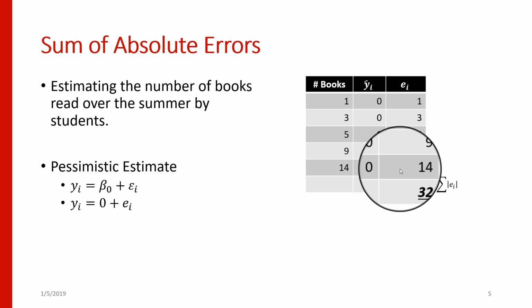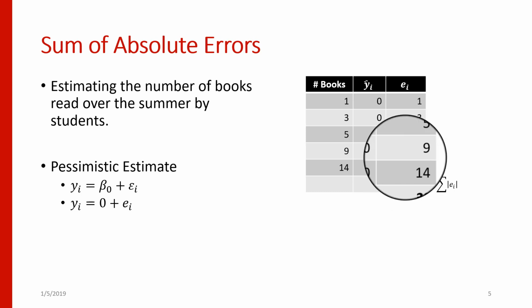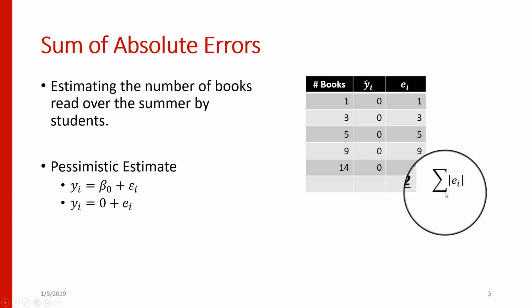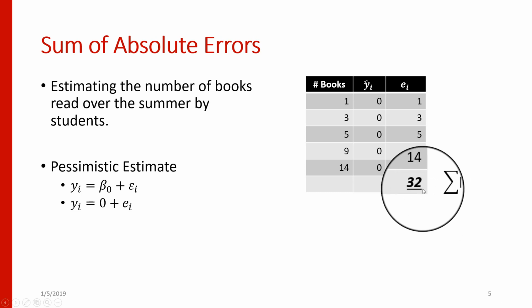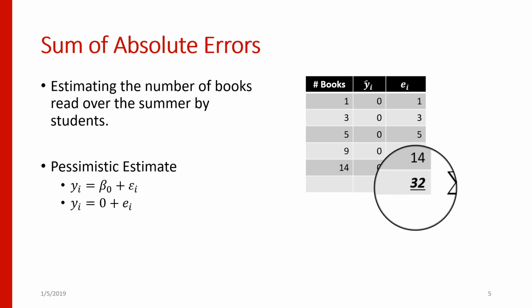Now I would take absolute errors because then I wouldn't have to worry about positive and negative errors canceling each other out. All errors are going to count equally. So sum of absolute errors intuitively seems like a reasonable way to do this. And what I would find then is that by the sum of absolute errors, if I estimate 0, I get 32. Now, maybe my pessimistic estimate isn't great, right? Certainly 32 seems like a lot of errors.